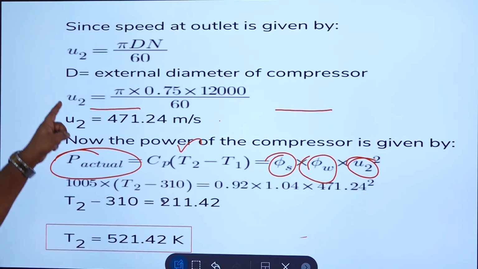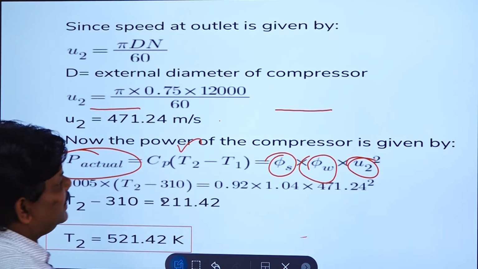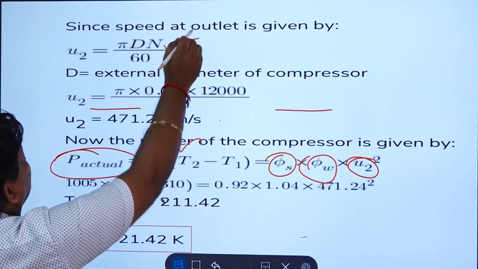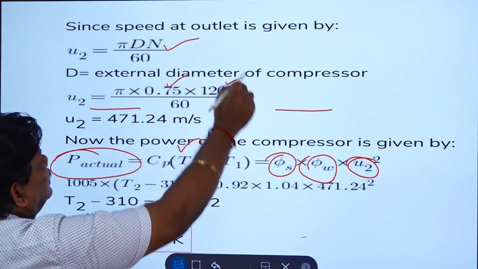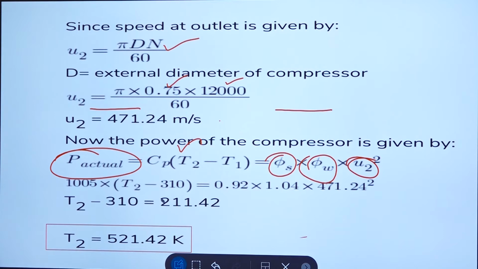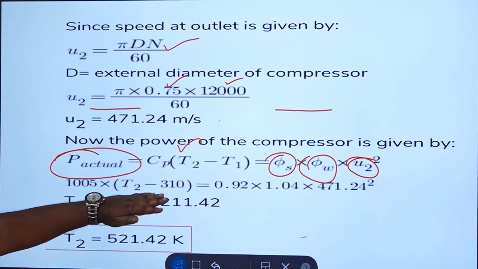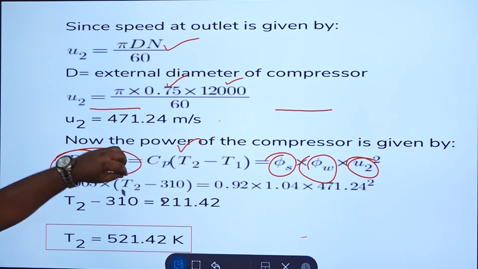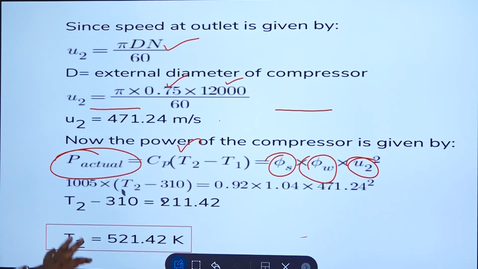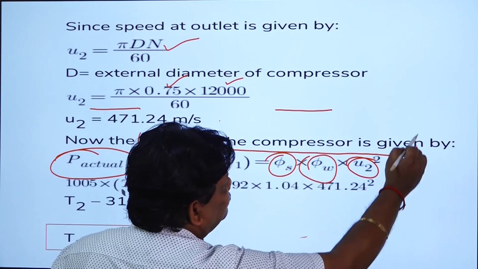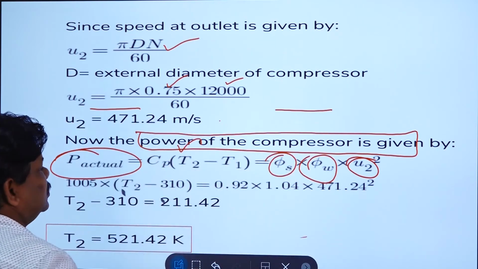What is U2? U2 is pi d n by 60, right? Pi d n by 60, d is given and n is also given to you. You can easily find the value of U2. Substitute all the others, so you can get the value of the only unknown, that is T2. You can find the value of T2, which is 521.42 kilowatt.